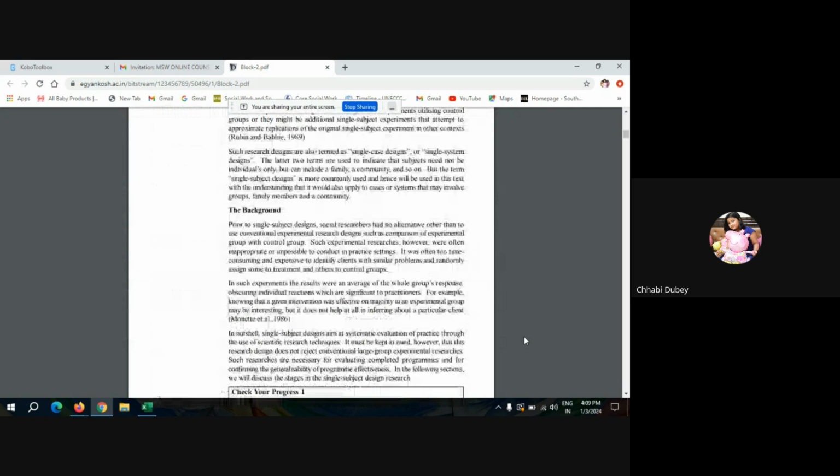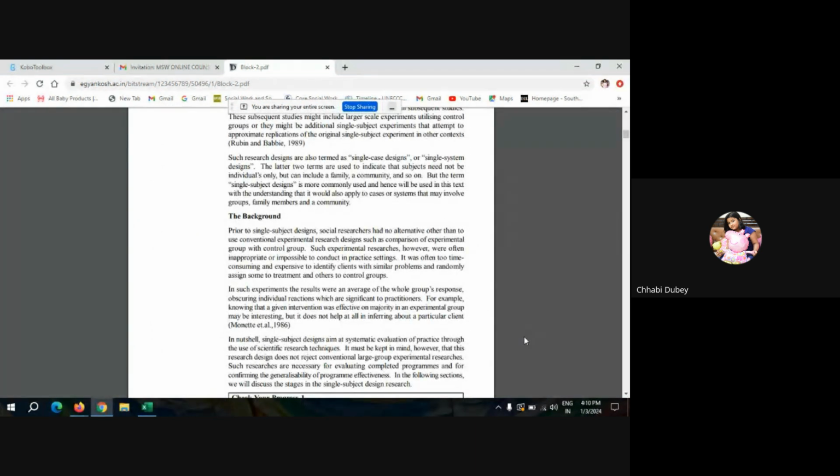Now this is something which we use very frequently in psychological research as well as in physical sciences. But generally, these become very difficult to conduct in practical settings, especially when we are dealing with social subjects, because at times the environmental conditions can be very difficult to control, and they also become quite time consuming and expensive, where you have to identify clients who are facing similar problems, or randomly assign some to treatment and others to control groups.